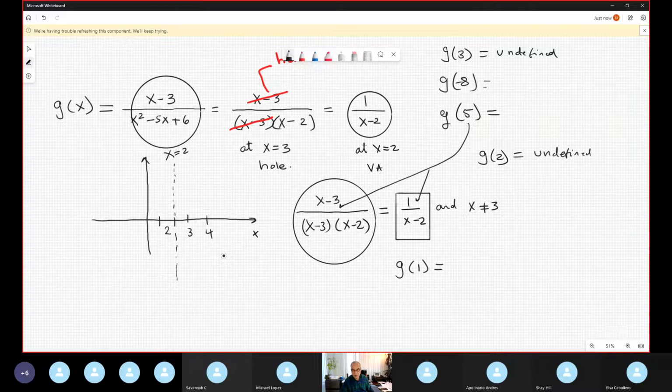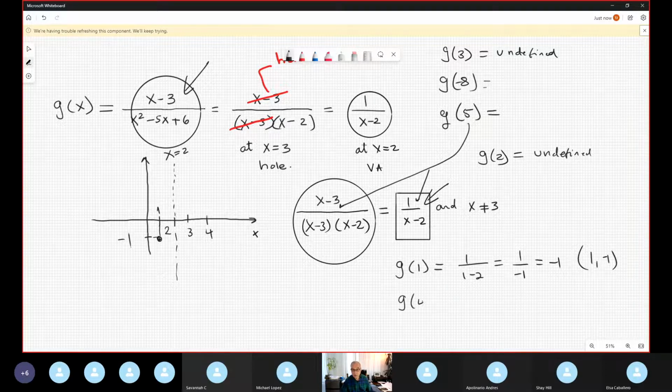We can use, of course, the short expression, the easier. 1 over 1 minus 2 is 1 divided by negative 1 is negative 1, and the famous point is the point 1 comma negative 1. Nice. This point belongs to both the original and the simplified way after the cancellation. Cancel out the x minus 3. At 3, no, that's illegal. But at 4, yes, why not?